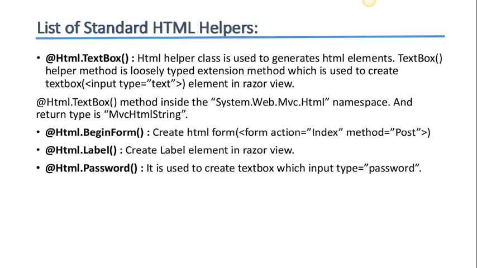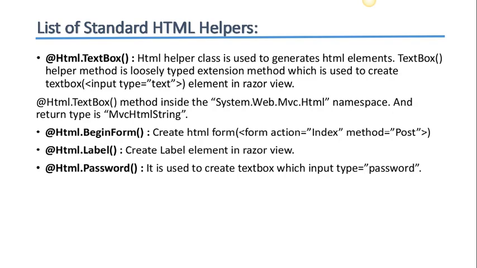So @Html.Password. @Html.Password is used to create the text box with input type equal to password, and the password has several overloaded methods, so we can use them as per our requirement. And password is also an extension method, whose return type is MvcHtmlString, and it is inside the System.Web.Mvc.Html namespace.